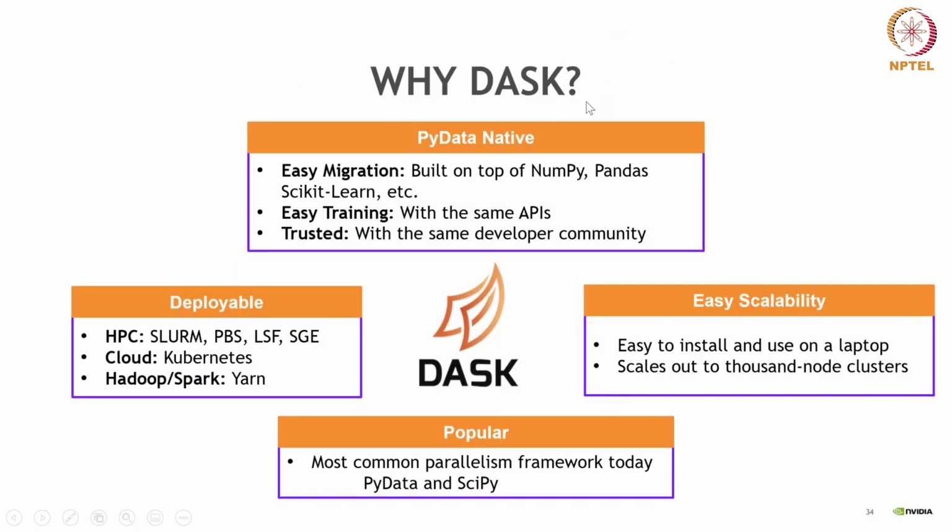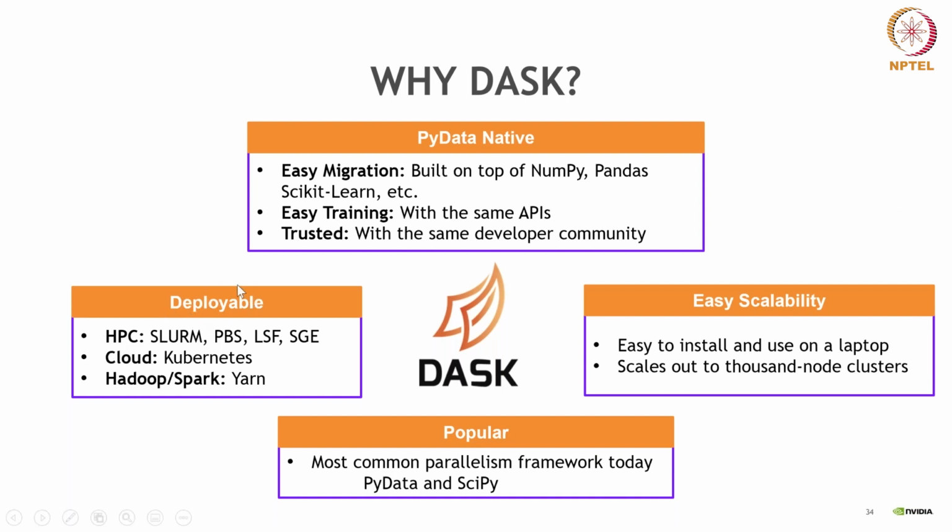So again, why DASK? One of the critical things about DASK is that it is easy to migrate. It looks very similar to NumPy. It's built on top of NumPy and Pandas and sklearn. Because it uses almost the same API, you can use it pretty well. And again, it is supported by the developer community. It's open source. And as I said, one of the critical things about DASK is to scale it across different nodes using Python APIs. So it supports all different types of HPC and cloud and other kinds of mechanisms to go across nodes.